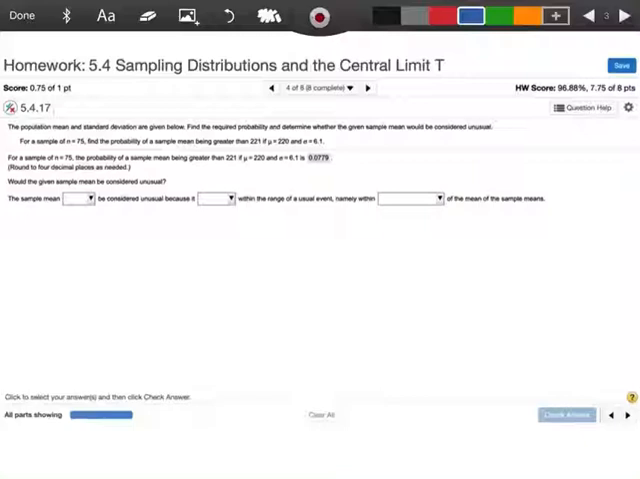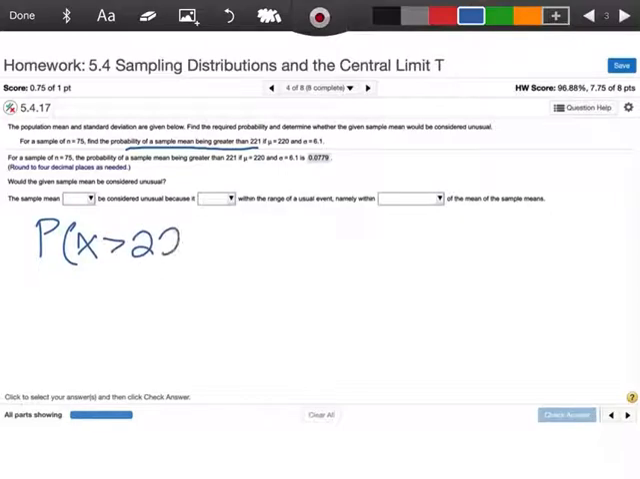Okay, so let's see if we can figure this out here. The question says, find the probability of a sample mean being greater than 221. So we're trying to figure out what's the probability that x is going to be greater than 221. The first thing we're going to do is convert our x value to a z-score.